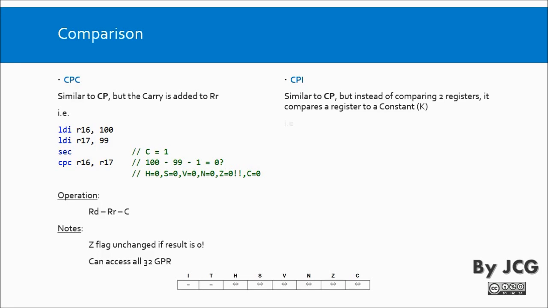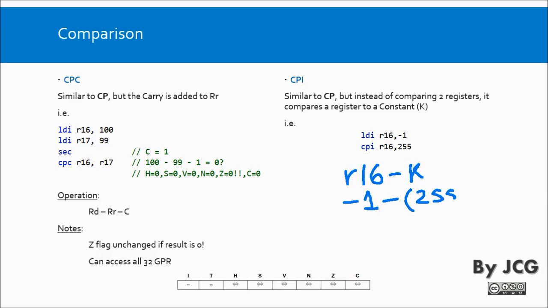Now, the next instruction is compare with immediate. This instruction compares one register to a constant. Here we're loading -1 to register 16. So register 16, we know it's -1, and then we have compare with immediate register 16, 255. This is going to compare register 16 minus a constant. So what it does is say, okay, I'm going to compare -1 and subtract 255. This is what you would think this instruction would do.